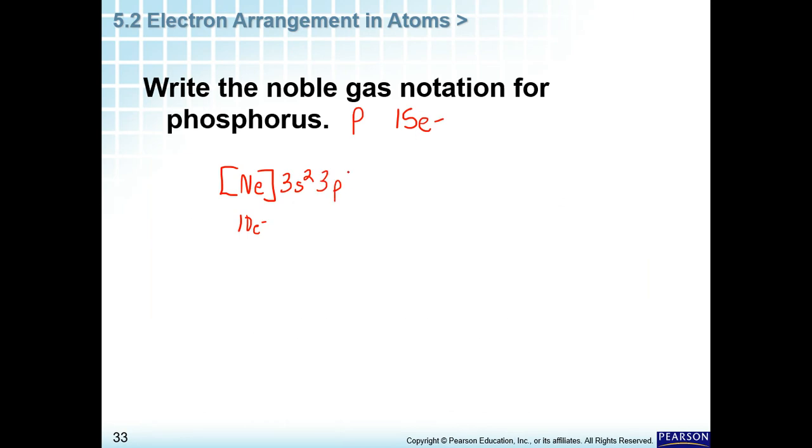Now p can hold up to 6 electrons, but if I put the number 6 here, it would put me over 15 electrons. I've already used 12, I only have 3 left to give. So this is going to be 3p3. This would be your final answer.